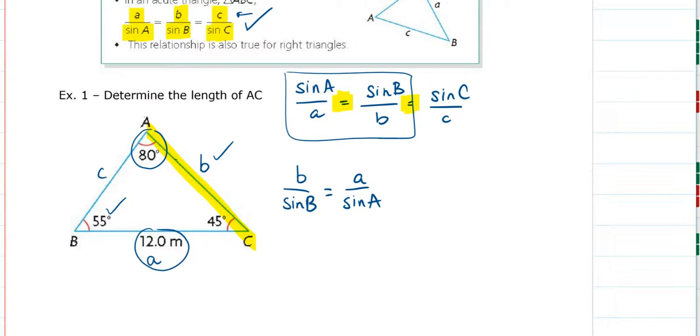Now, the proof for why the sine law works, why this is a formula that we can use, is not going to be explored in this video.